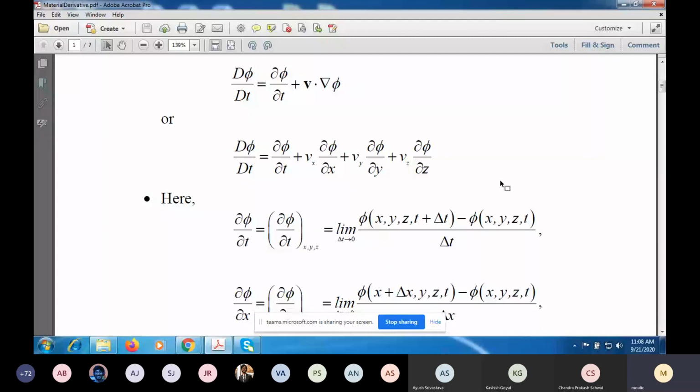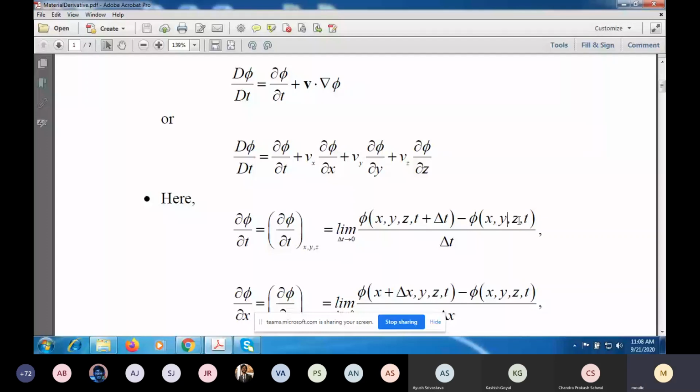So the definition of this is limit delta t going to 0 of delta phi by delta t, and this delta phi is the change in phi at the same point but at two instants of time. So as you can see, this x, this y, this z is the same as this x, this y, and this z. Okay. So what is changing is the time.